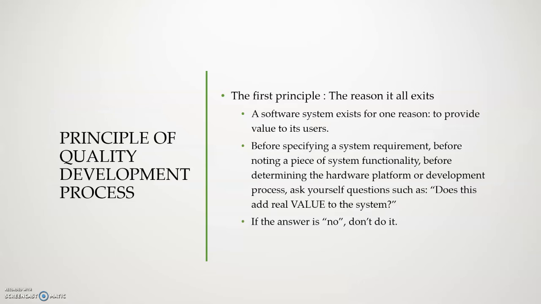So there are seven principles of the quality development process. I'll be explaining all of them. The first principle is the reason it all exists. Sorry about the typo. So basically, a software system exists for one reason: to provide value to its user. Before specifying a system requirement, you need to ask yourself, does this add real value to the system? If it does, then it should be implemented. If not, don't do it.